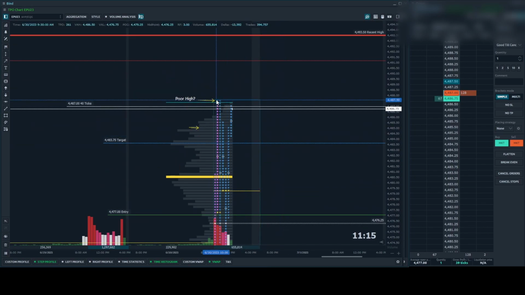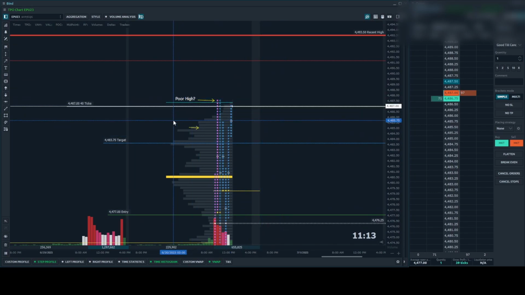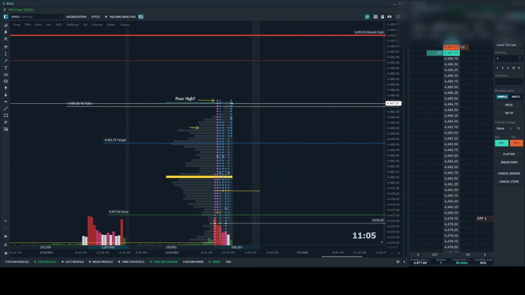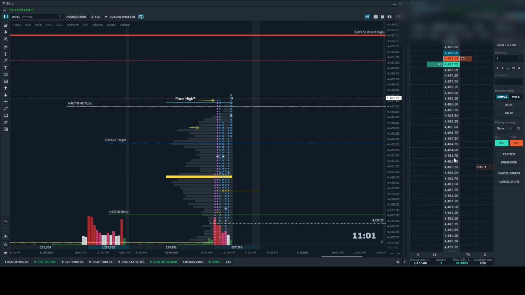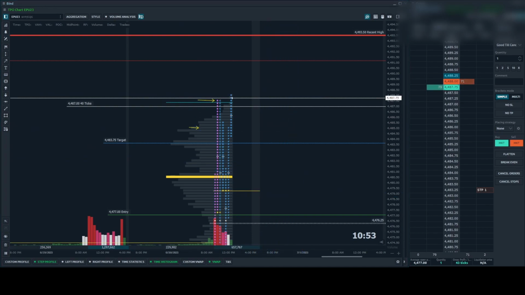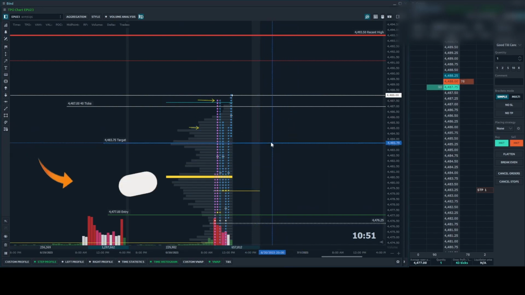Now let's see if we can break this poor high. We'll move our last stop up to the 325 area. Here we go. Broke the poor high. Basically, I needed to sell a contract before it would do it. How it usually goes.